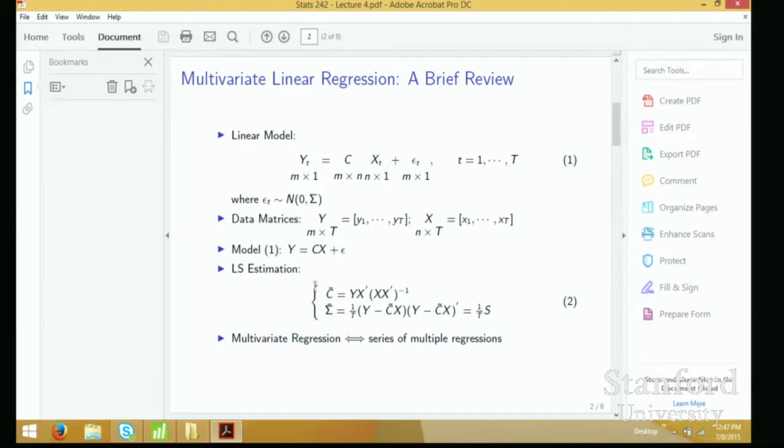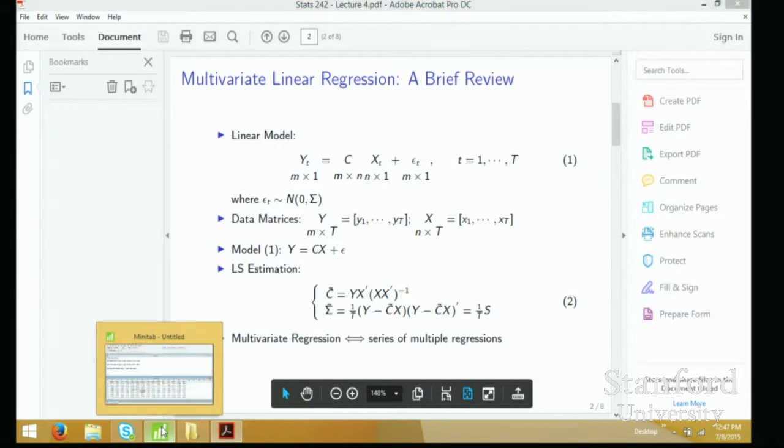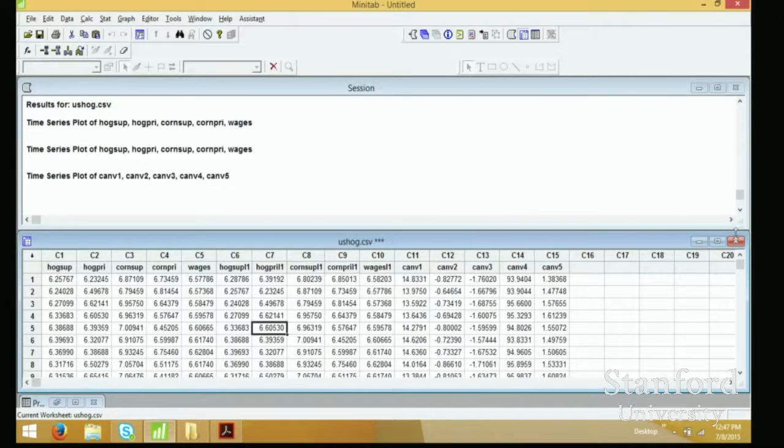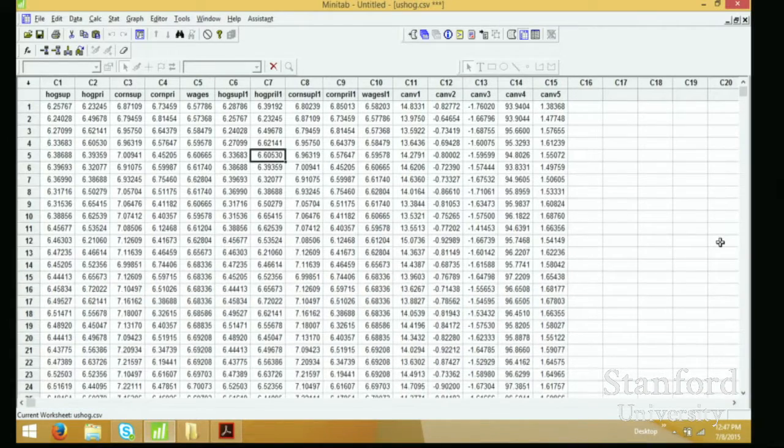I think I started with that last time. This is the US hog data, and the reason why I'm not doing any financial thing is that you will do that for your assignment. But let me show you the US hog data. Okay. This is one of the most celebrated data sets. People use it all the time in their research.